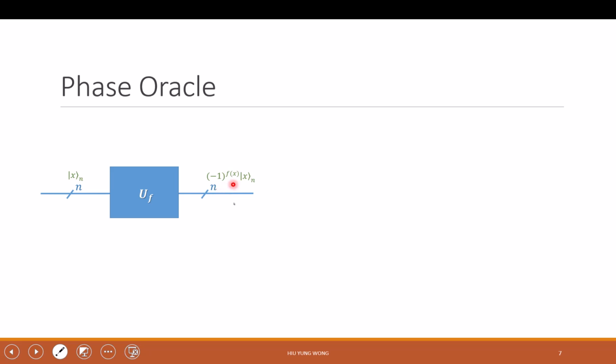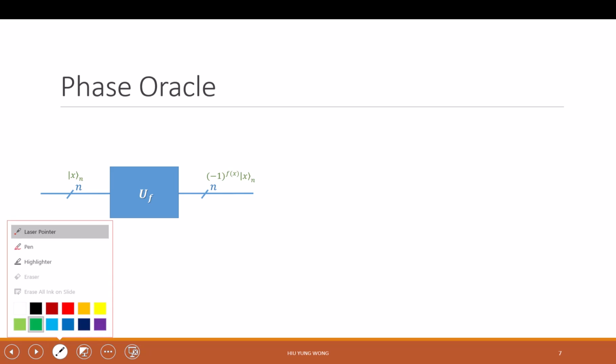Again, we embed f of x in this oracle. It has some information about the problem we want to solve. But again, we lose some information, right? Because I can only get -1 to the power f of x. If your f of x is even, it always gives me 1. If your f of x is odd, it always gives me -1. So I cannot distinguish whether it's 1, 3, 5 or 2, 4, 6.